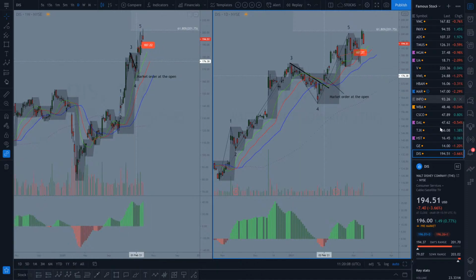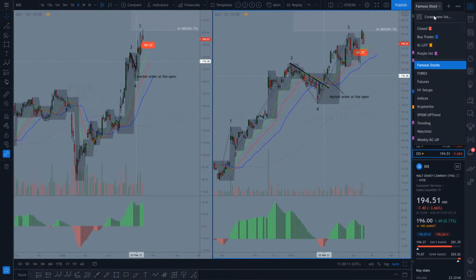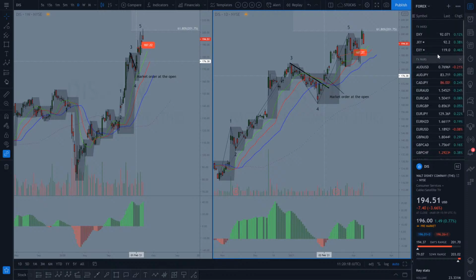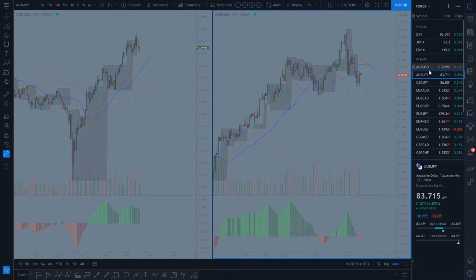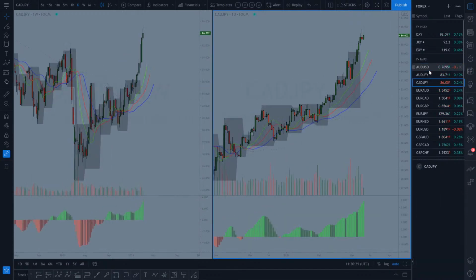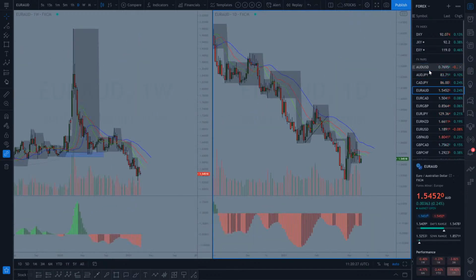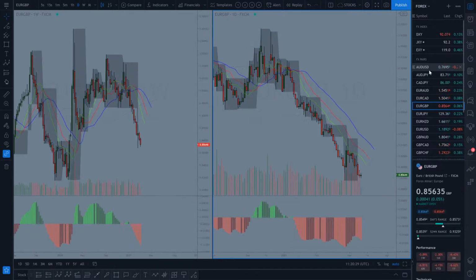Alright, I gotta drop off. We only covered the main list. Let's probably have another one on Friday. Let's have a quick look at Forex. Amazing trends on Forex.